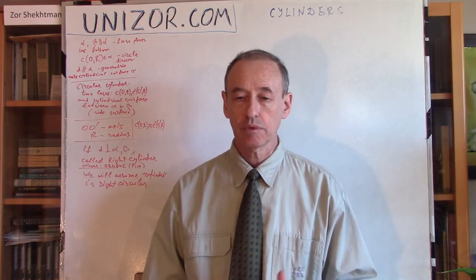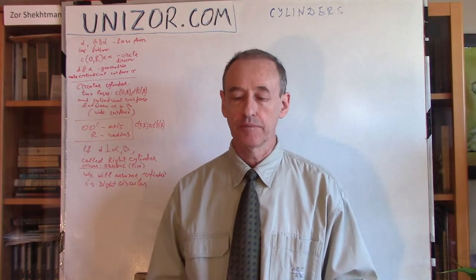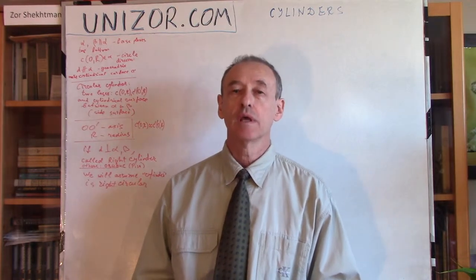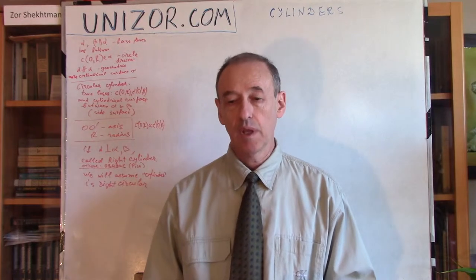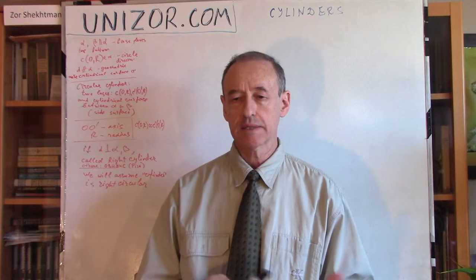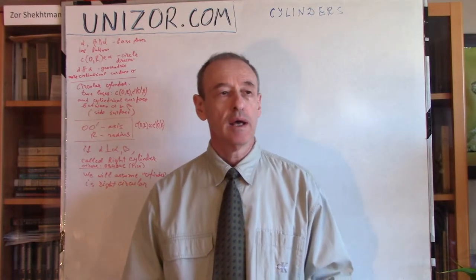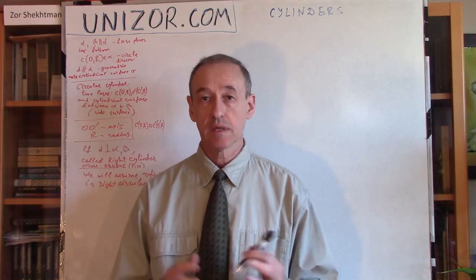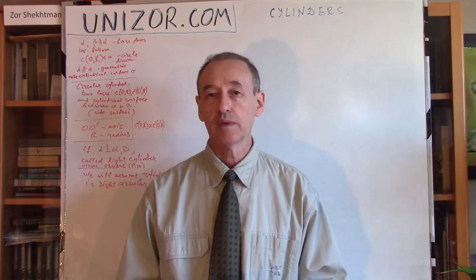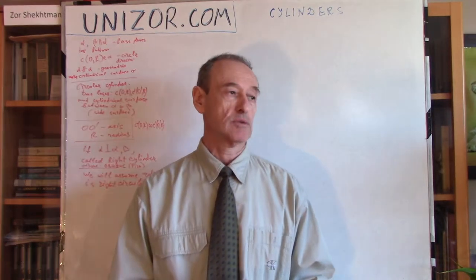I continue explaining what kind of elements and objects we will be dealing with in solid geometry. We have covered a few different objects before, like lines, planes, cylindrical surfaces, prisms. Today's topic is cylinders. So I will just explain what cylinders are, what kind of elements cylinders have, etc.